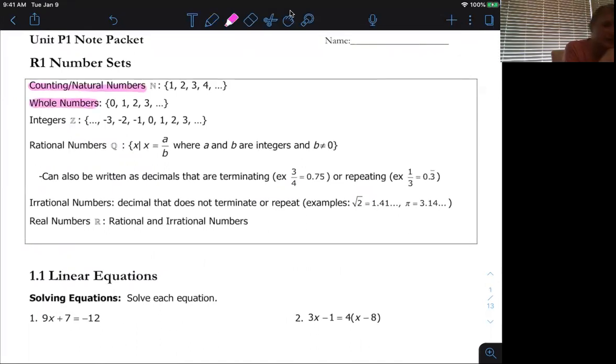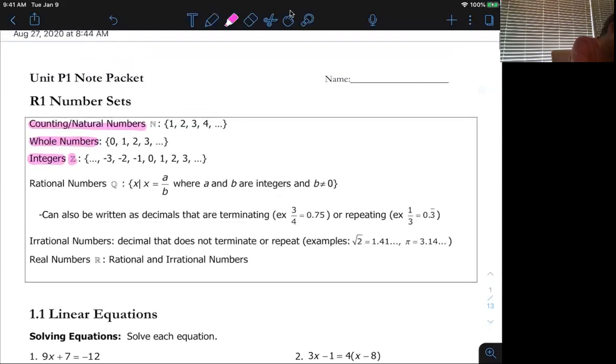All you have to do is add the number 0 to it. So it's 0, 1, 2, 3, etc. Then we have something called integers, and the symbol for that is this Z right here with the double slash in the middle. And that's going to be -3, -2, -1, 0, 1, 2, 3, etc. Okay, so no decimals, no fractions there.